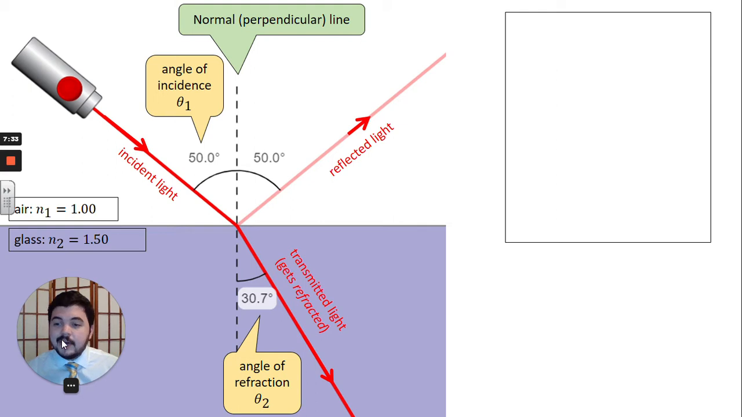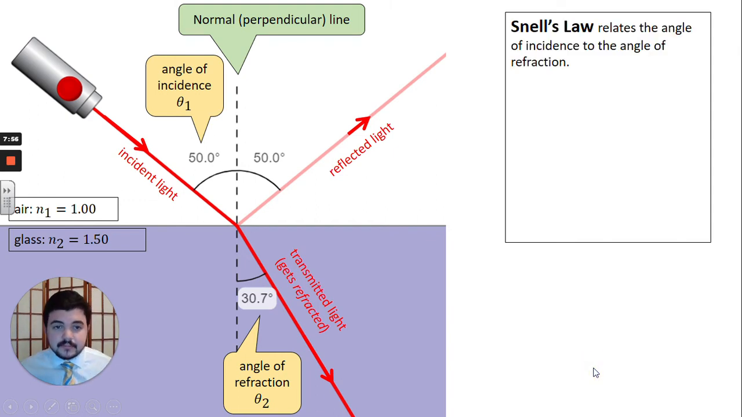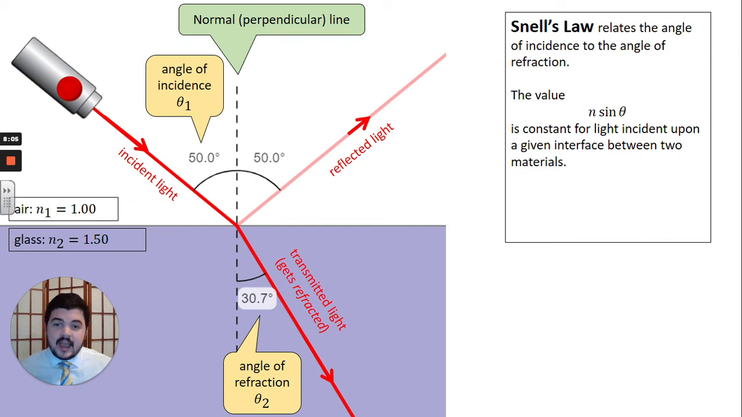So here we go. We're going to talk about Snell's law next, which relates the angle of incidence and the angle of refraction. You'll notice that we relabeled the angle of incidence with theta 1 now instead of theta INC, and we relabeled the angle of refraction theta 2 instead of theta REFR. And this is convention for Snell's law. So Snell's law is our way to relate the angle of incidence to the angle of refraction. And this is the observation.